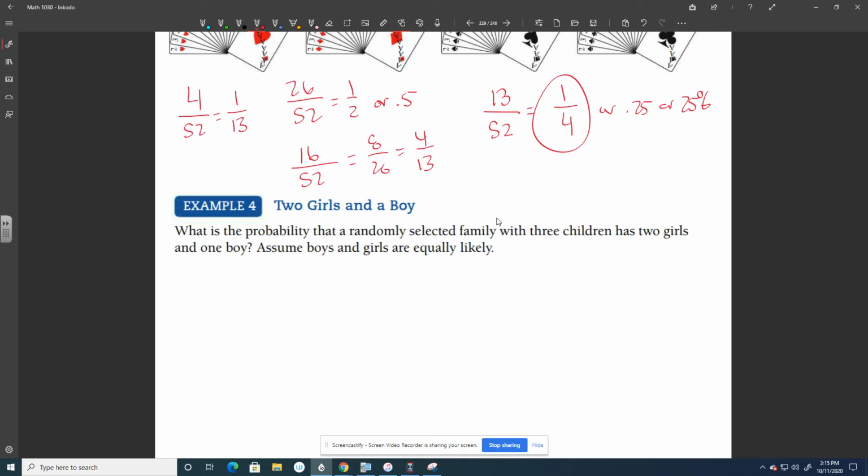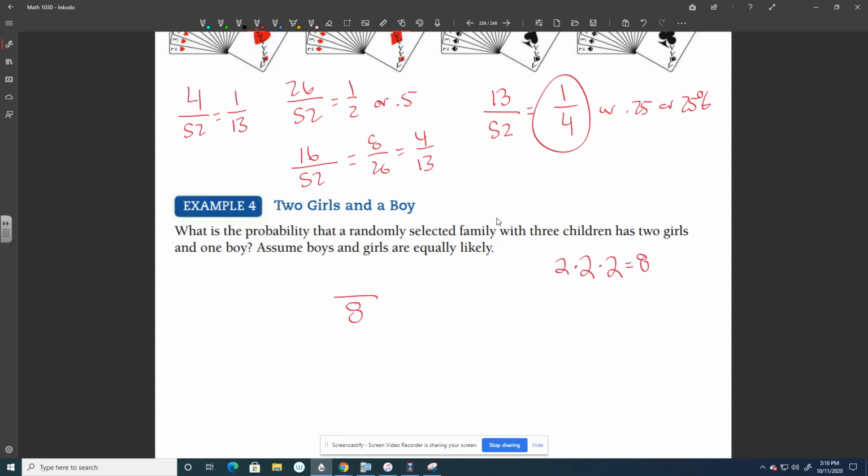So we're looking for the total number of possibilities. Now, I don't want to list all of these. I don't want to say boy, boy, boy, boy, boy, girl, boy, boy. I don't want to list all of them out. So I can use the counting principle. My first child, I've got 2 different possibilities. My second child, I have 2 possibilities. My third child, I have 2 possibilities. So 2 times 2 times 2 is 8. That tells me my total different possibilities.